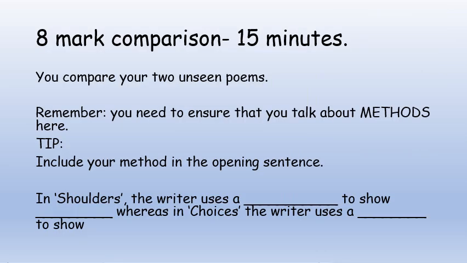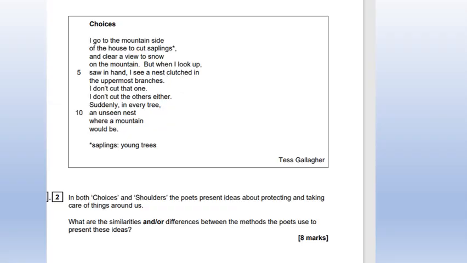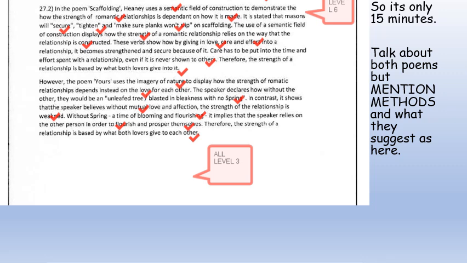8-mark comparison at the end, then 15 minutes. You compare that unseen poem to another unseen poem that's printed. Remember, you've got to talk about methods. I've got sentence starts there. And there's an example of the kind of question you'll be asked: what are the similarities and or differences between the methods the poets use to present these ideas? No methods, no marks. There's an example from last year.